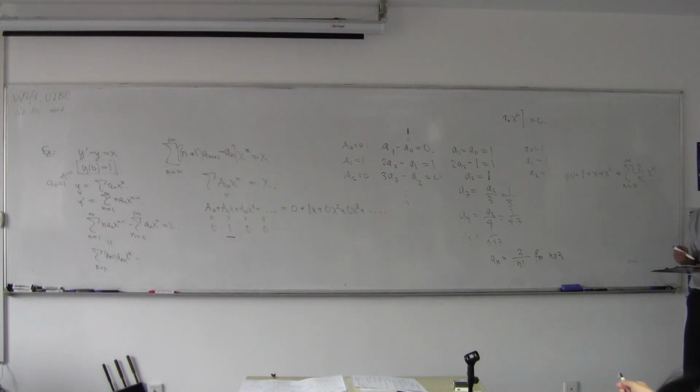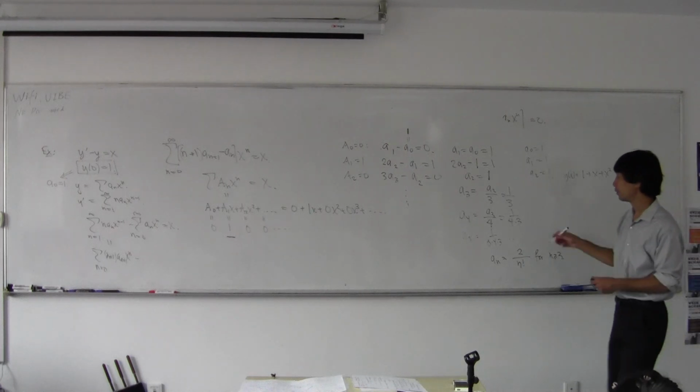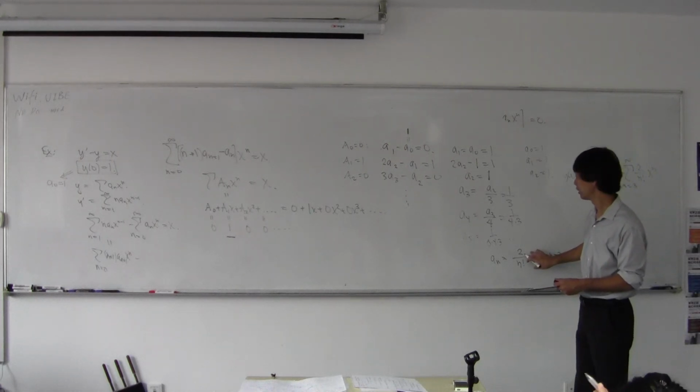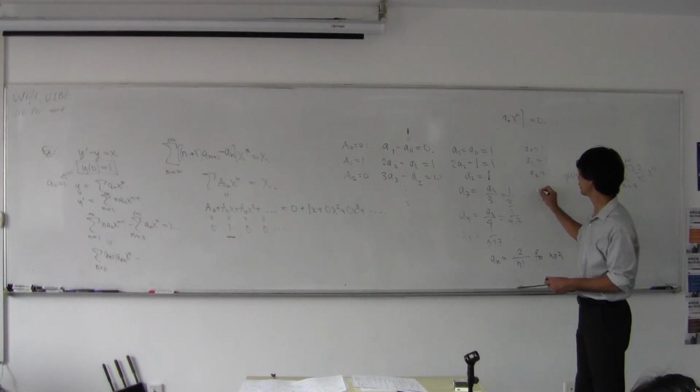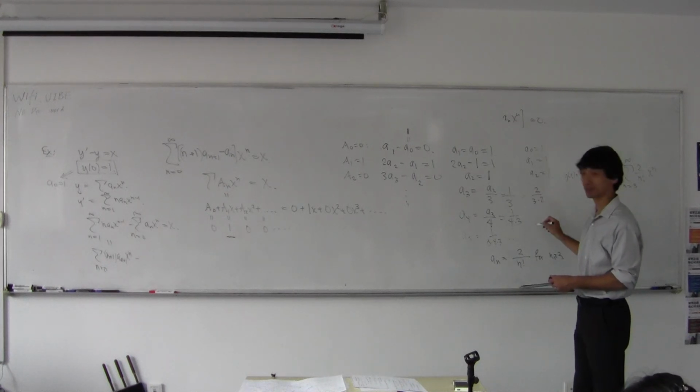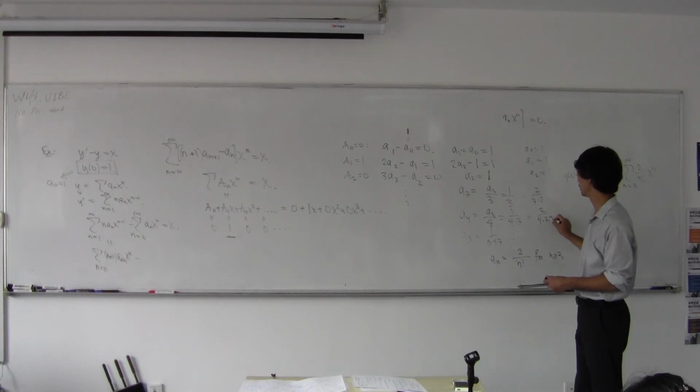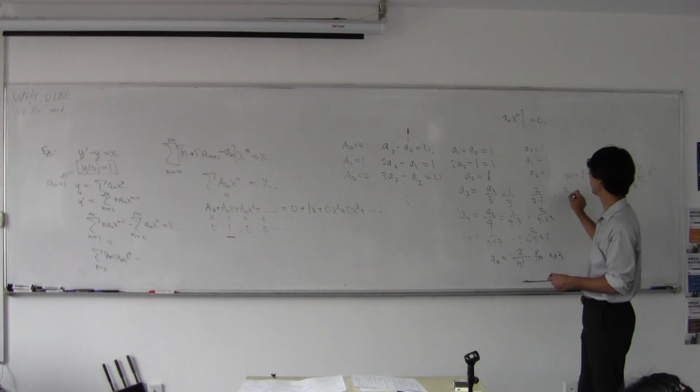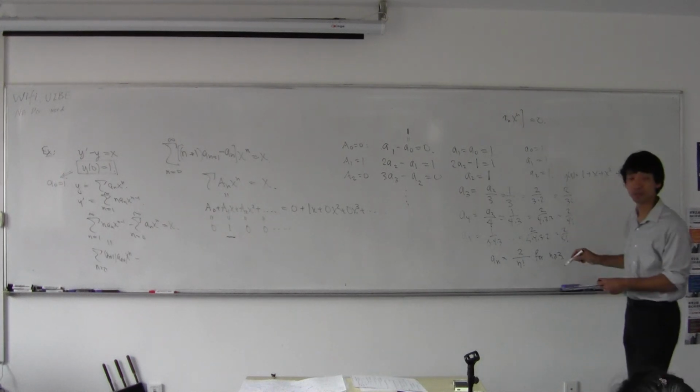Yeah. Where does the 2 come from here? Well, this is 2 over 3 times 2. This is 2 over 4 times 3 times 2. This is 2 over 5 times 4 times 3 times 2, right? Which is 2 over 3 factorial. This is 2 over 4 factorial. This is 2 over 5 factorial, etc., etc.